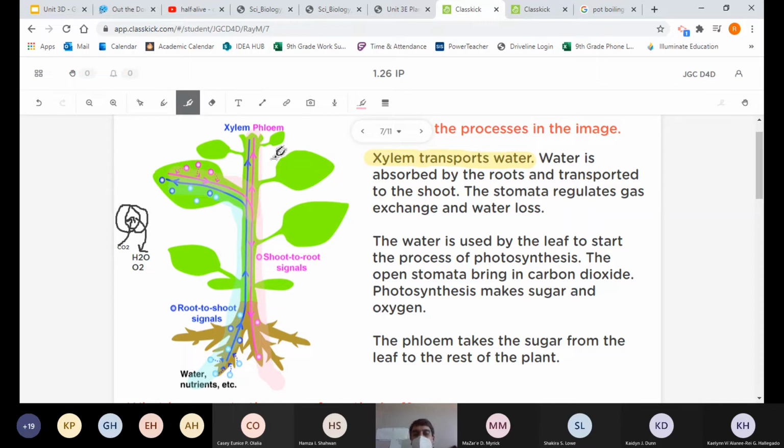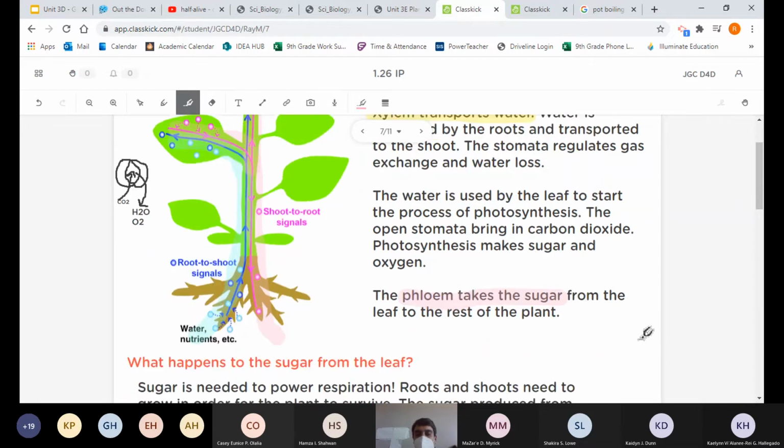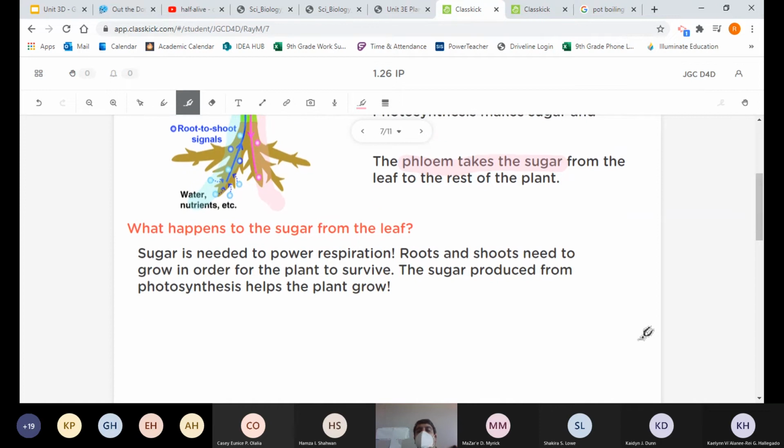This is what we mean by the vascular system, right? The vascular system means that things are being transported all over. The xylem is transporting water. The phloem is transporting sugar. Simple, right? Okay, so what happens to the sugar from the leaf?